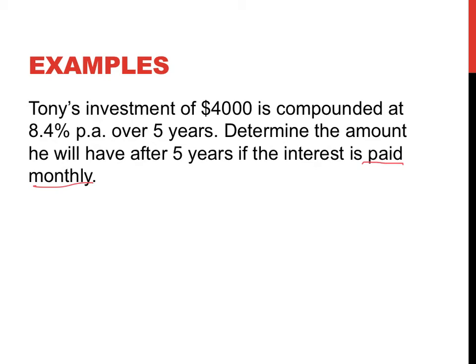If I'm compounding per month, I also need to work out what my rate is per month. My principal will never change, but I have to mess around with my other figures. So the first thing I need to work out is N, my number of time periods. 5 years compounded monthly means 5 lots of 12 months, which is 60.